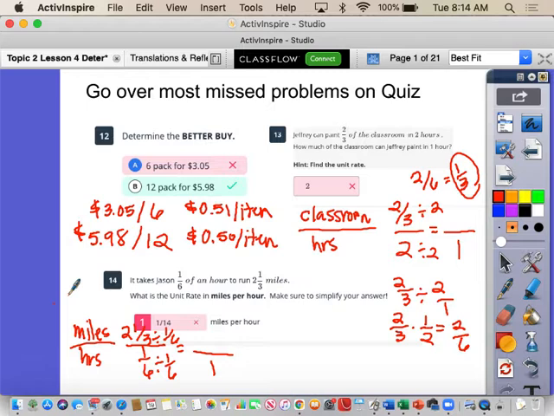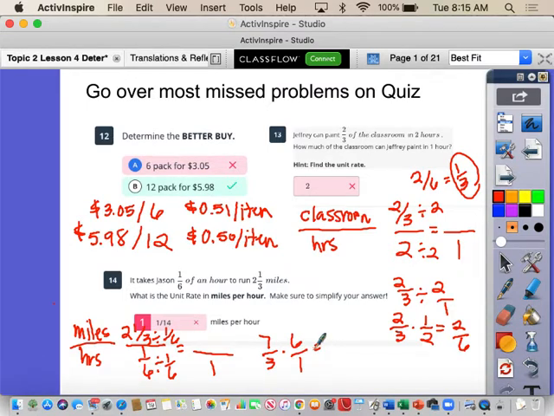So we're taking 2 1/3 divided by 1/6. Whenever I have a mixed number, I want to change it into an improper fraction. So that would be 7/3. And then Kaylee told us dividing by 1/6 is going to be the same thing as just multiplying by 6 over 1. And then we're going to multiply straight across.